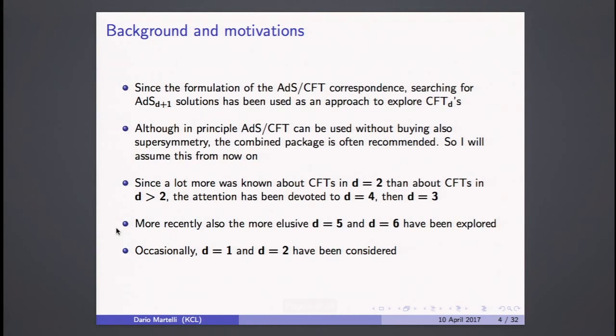Right. So the light part, the background and motivations. Since the formulation of the AdS-CFT correspondence, searching for anti-de Sitter solutions in some dimensions has been used as an approach to explore conformal field theories. Now, of course, in principle, one can use that without supersymmetry, but often the power of supersymmetry helps, and we like supersymmetry, as it was mentioned this morning. So I will assume this from now on in the rest of the talk. I will be interested in anti-de Sitter supersymmetric solutions and their field theory duals.